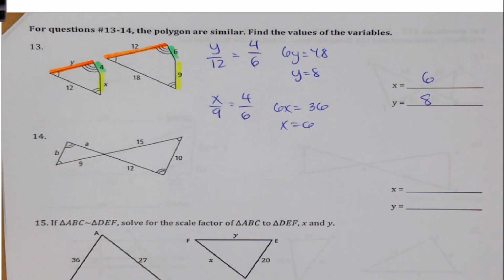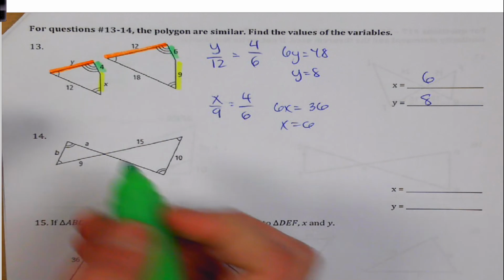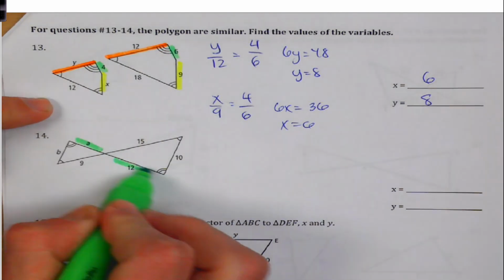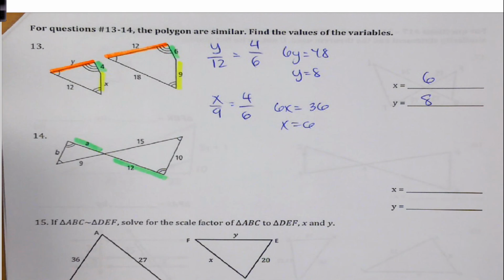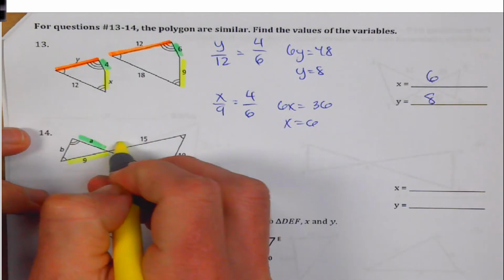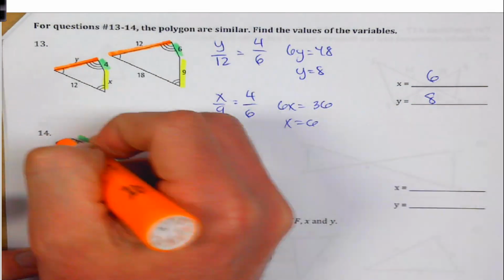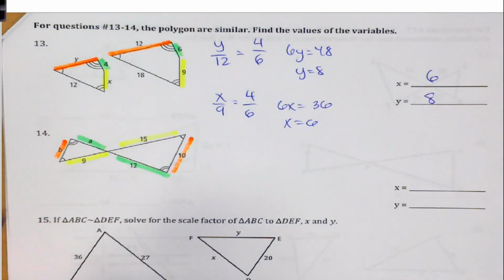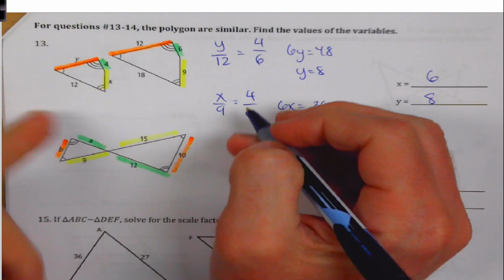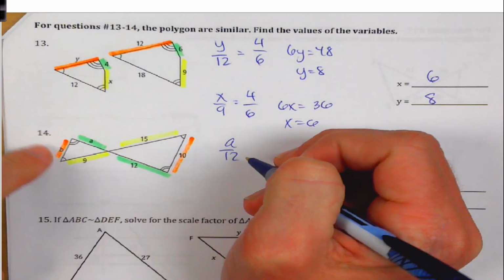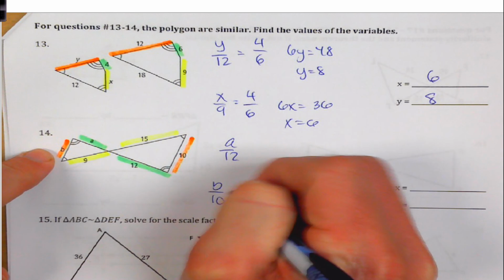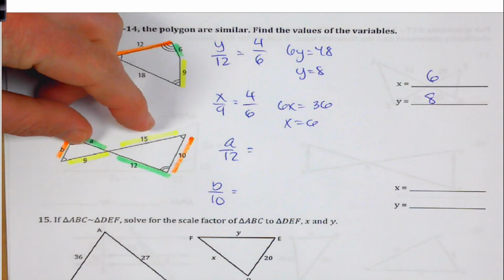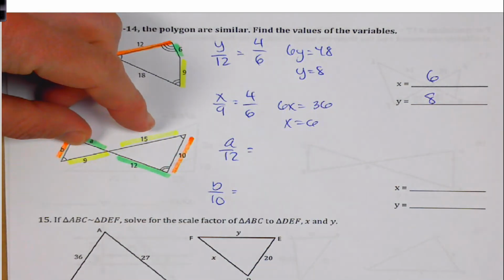Okay. Next one, again, we're going to line things up. A is going to go with 12 because it comes off those angles right there. 9 is going to go with 15, and B is going to go with 10. So again, let's set up the A's and B's. So I'm going to go left to right, so A over 12, and I want B over 10. So the one that has whole numbers is the yellow, 9 over 15.